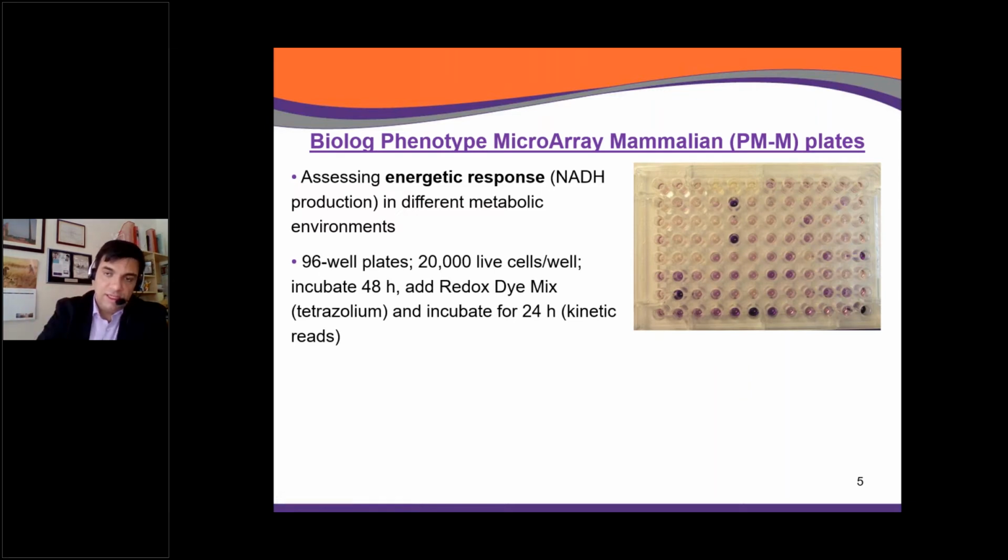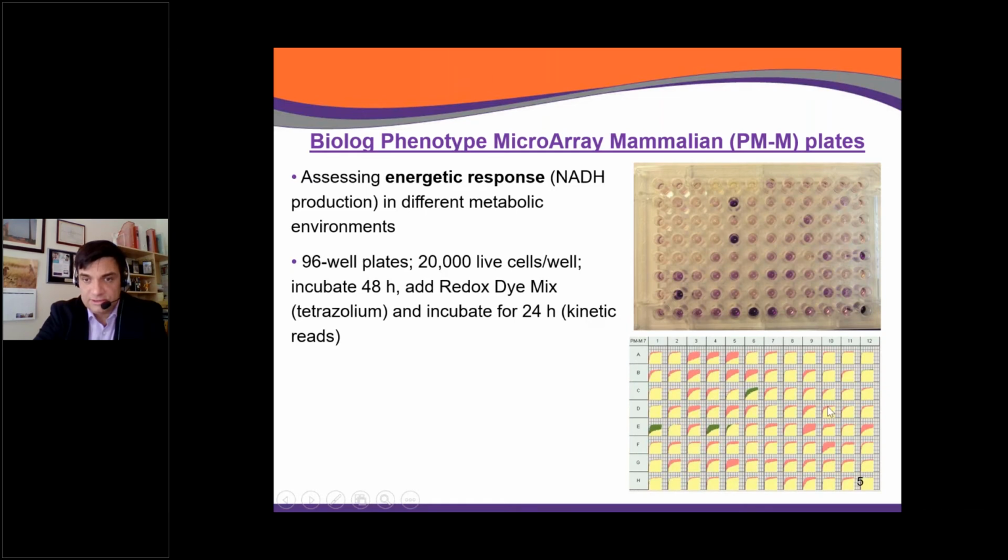So the more NADH is produced in each well in the presence of different compounds, the darker the dye will turn in that well. And you can see here some of the parameters for this assay, which include a 24-hour incubation with the dye that will allow for kinetic reads, as you can see here, where we have red as control, green as patient, and yellow is the overlap. So we can see not only the final production of NADH, but also the kinetic progression of the production in each well, and we can compare individual cases versus controls or entire cohorts of cases and controls.